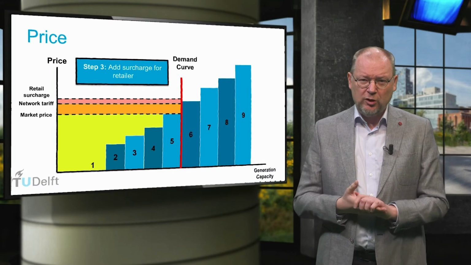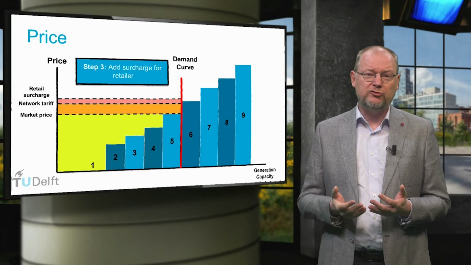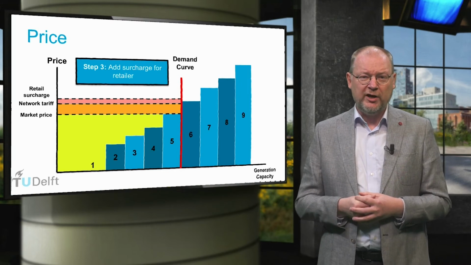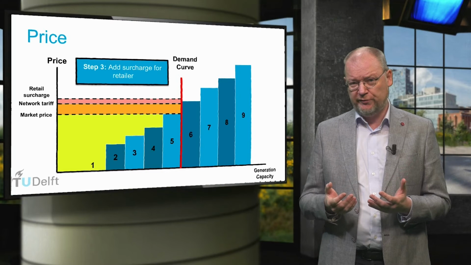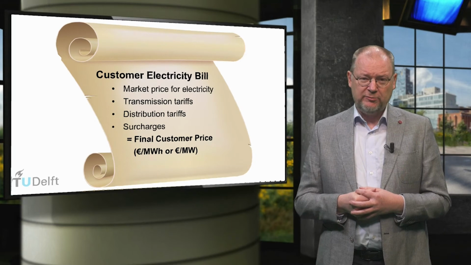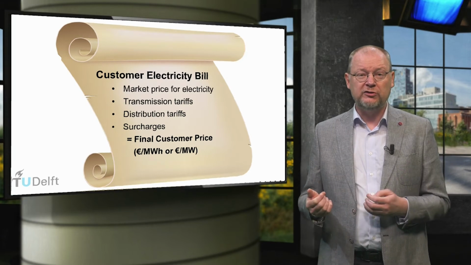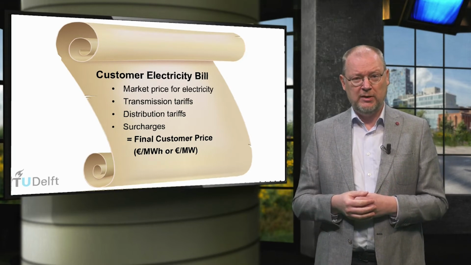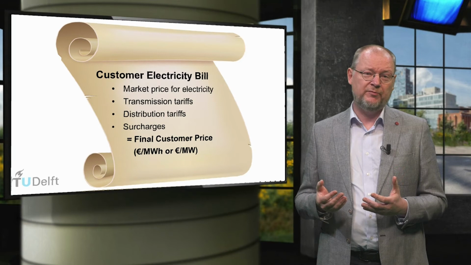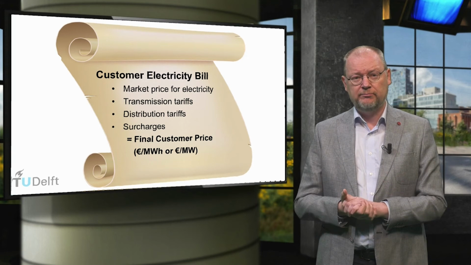On top of this, we also have some additional surcharges. For instance, for the retailer who sells the electricity to the individual consumers, or for metering equipment. The type of surcharges depends on the specific local situation. The final electricity bill paid by consumers in Europe thus consists of several components. First, there is the market price for electricity. Then there are the tariffs applicable for using the transmission and distribution grid. And finally, there are the additional surcharges, for instance, for the retailer.